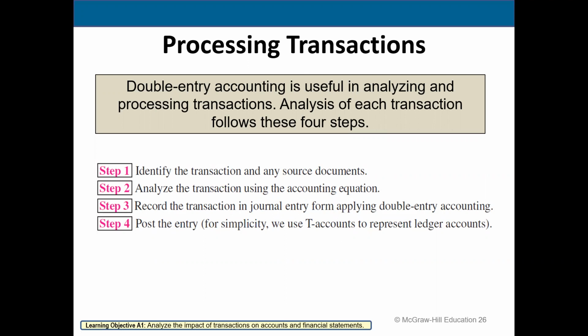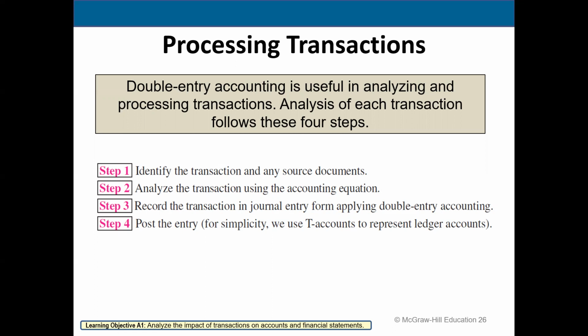And so it's helpful to follow some steps when we journalize transactions. So these are the steps I still go through when I do it today, even though I've been doing it for 20 years. I just go through them really fast because I've done it a lot. And so for you, it'll be a little slower, and then you'll get better and better at it as you practice it more. So the first step is I identify the transaction and any source documents.